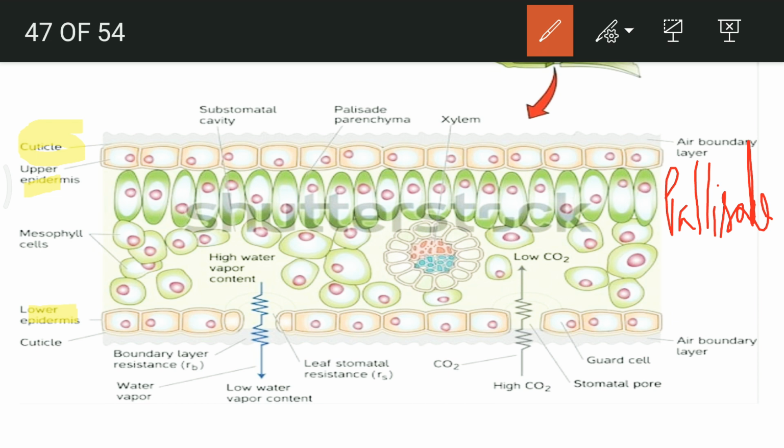The palisade layer is this, these cells are the palisade layer, and then after that is the spongy parenchyma. These mesophyll cells are the two layers. A few layers are missing, you can just correlate with the layers. This is a layer known as the mesophyll layer, and after that the area marked as mesophyll cells is the spongy parenchyma.